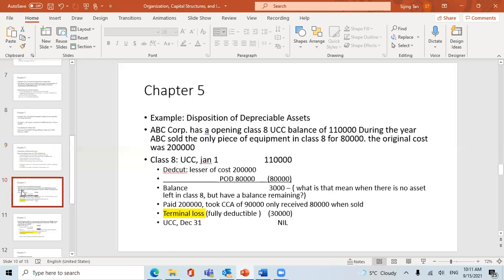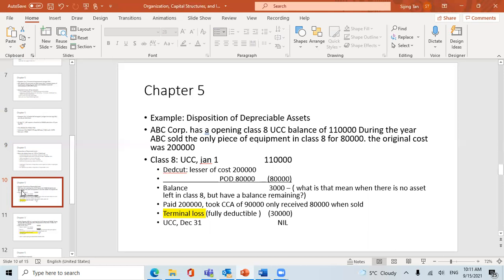Now, examples. First one, example, disposition of depreciable assets. ABC Corporation has an opening Class 8 UCC balance of $110,000 during the year. ABC sold the only piece of equipment in Class 8 for $80,000. The original cost of that piece of equipment was $200,000. So we're going to do this question.